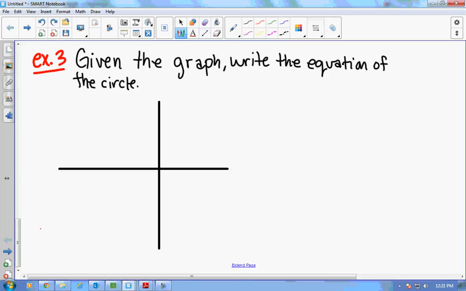Medium-sized. Let me graph it first, and then you can make it match, okay? Let's do this one. Nope, I don't want to do that one. Let's do this.